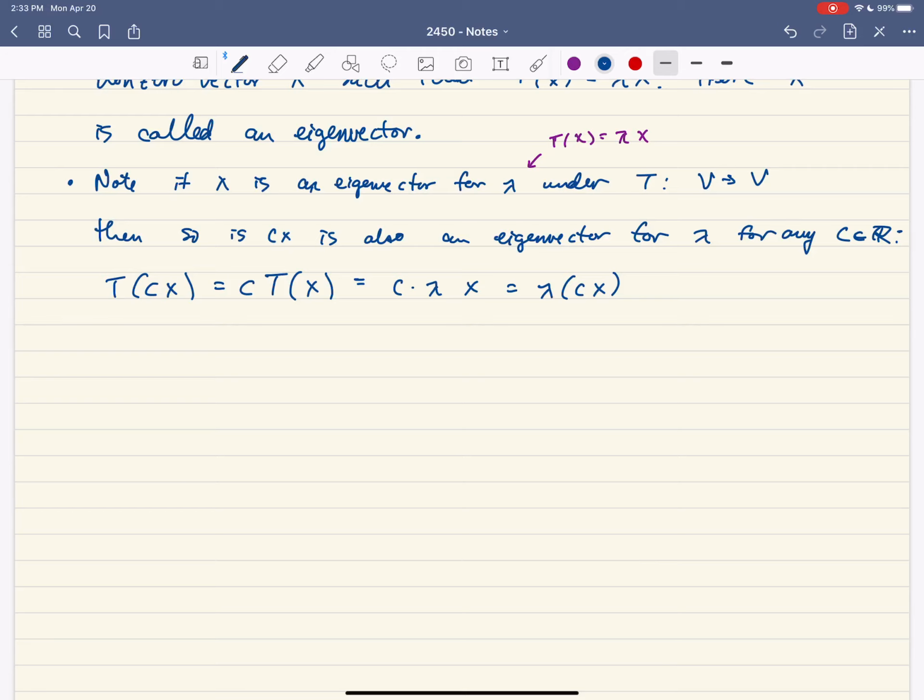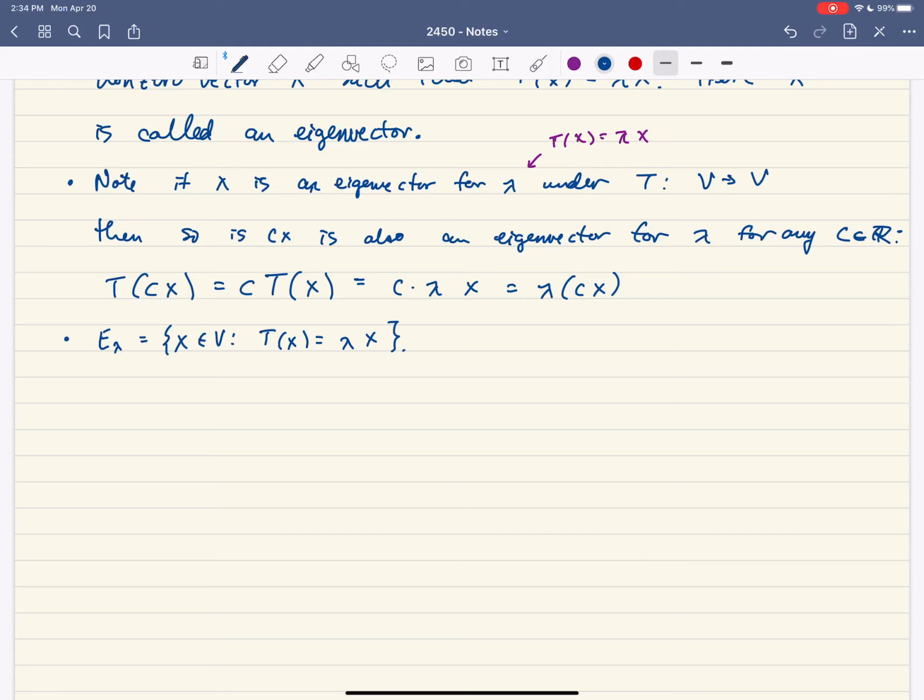If x is an eigenvector, so is any constant multiple, any scaled version of that vector. One other notion that's really important for us to study is what's called an Eigen Space. So we're going to describe E sub lambda. This is going to be the set of vectors x such that T of x is equal to lambda x. It's the set of eigenvectors for the eigenvalue lambda.